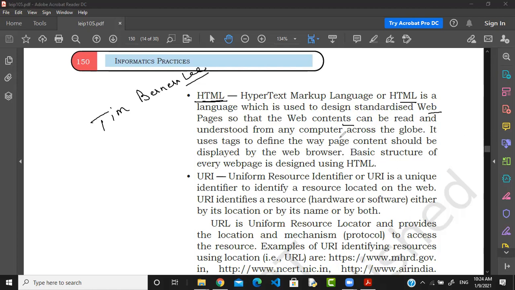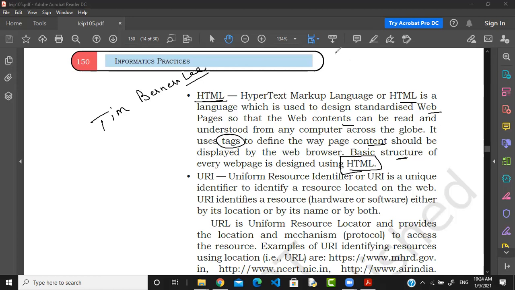It uses tags. Here we are using tags to give commands. Tags are the commands which are used to format the content. They decide how you are going to present the content, and tags are interpreted by the web browser, which will show the content. So every computer must have the HTML concept. That is the basic structure of this.